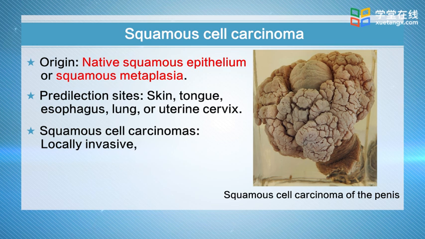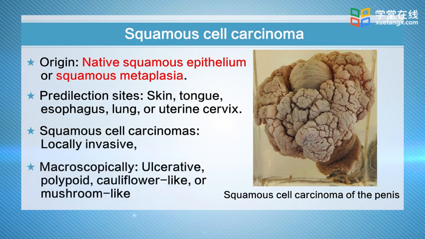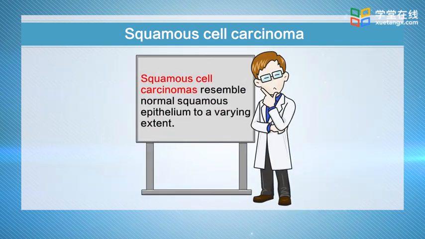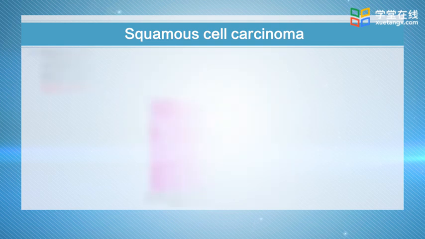They can also metastasize to regional lymph nodes and to distant organs. Macroscopically, squamous cell carcinomas are often ulcerative or polypoid in appearance. If they are very large, we can describe them as cauliflower-like or mushroom-like. Squamous cell carcinomas resemble normal squamous epithelium to a varying extent.